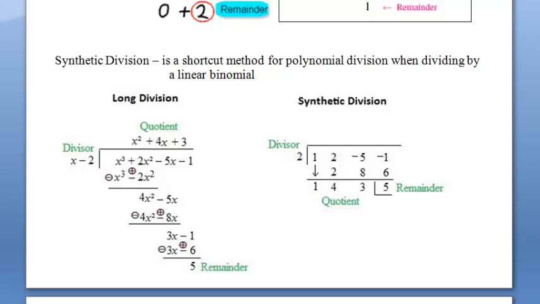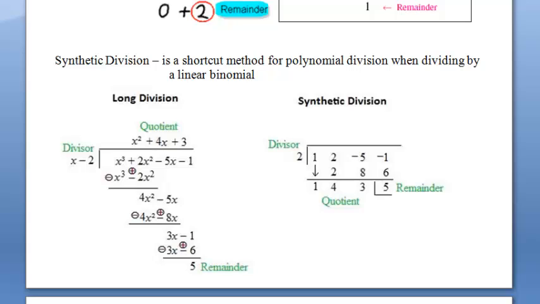So now we just multiply down. 4x times x is 4x squared. 4x times a negative 2 is negative 8x. And now we just subtract. 4x squared minus 4x squared is nothing. Negative 5x minus a negative 8x, well, the minus and the negative is going to turn into a plus. So it's basically negative 5x plus 8x, and that is a 3x. And then we drop the next number, which is a negative 1.